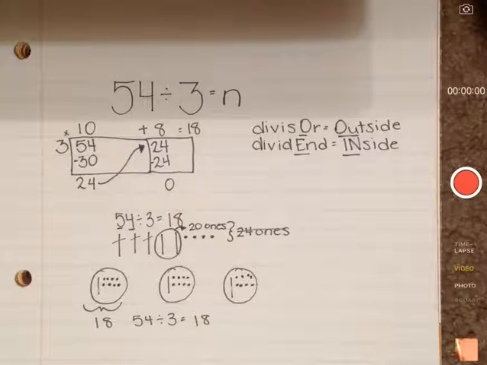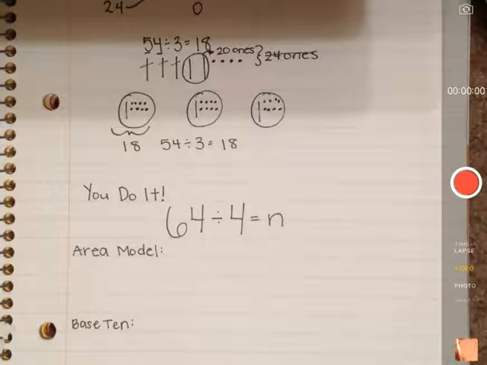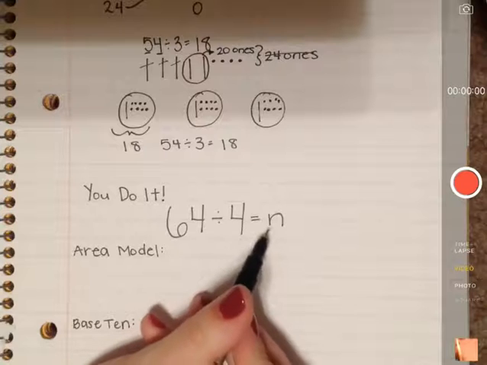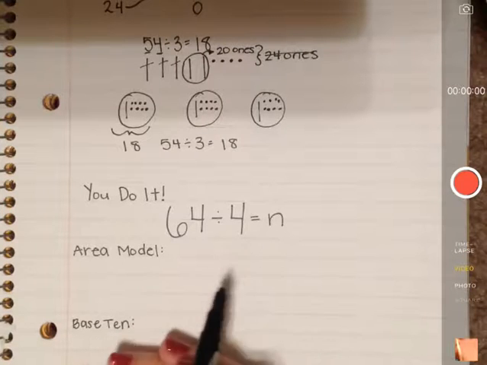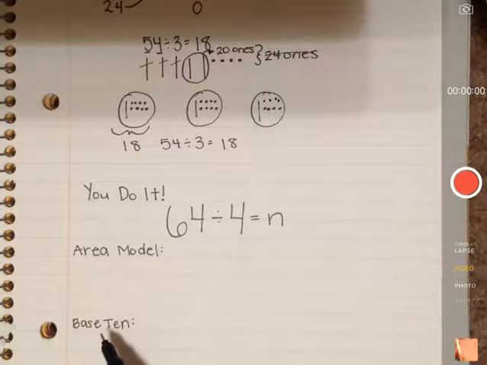Go ahead and pause your video here and make sure that you have all of your pieces written down. Okay, now that we've practiced together, I would like for you to do it on your own. You're going to solve the problem 64 divided by 4 equals n. You're going to solve using the area model and check using your base 10 model. Go ahead and pause the video here. Once you've solved, you can press play to check your work.